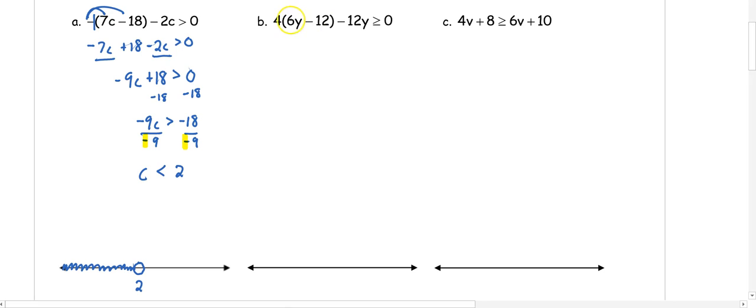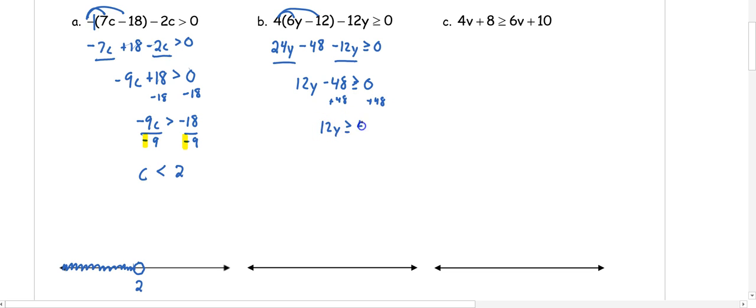Part B, we're going to distribute 4 to both terms. So we get 24y minus 48 minus 12y is greater than or equal to 0. So I have two y values here. I'm going to combine those. So I have 24 minus 12y, which gets me 12y minus 48 is greater than or equal to 0. We're going to add 48 to both sides. 12y is greater than or equal to 48.